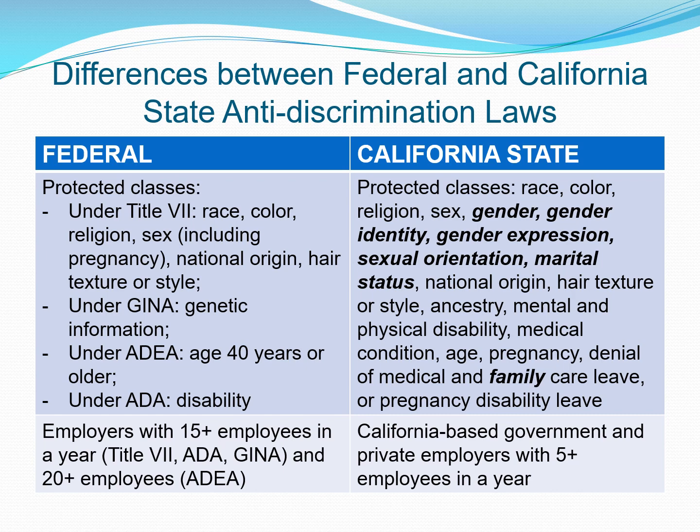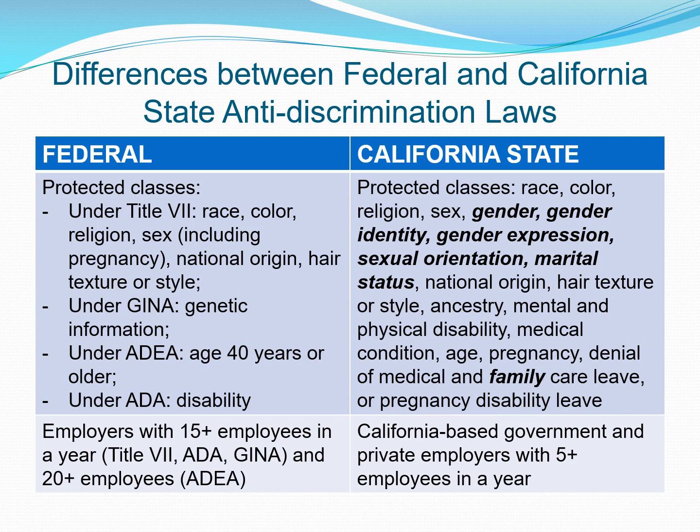Now, some differences between federal and California state anti-discrimination laws. We have the left-hand side for the federal and the right-hand side for California state. The protected classes on the left, under Title VII, we have race, color, religion, sex, including pregnancy, national origin, hair texture, or style. We also have another protected class under GINA for genetic information. We have also the ADEA, age 40 years or older, and the ADA for those with disabilities.